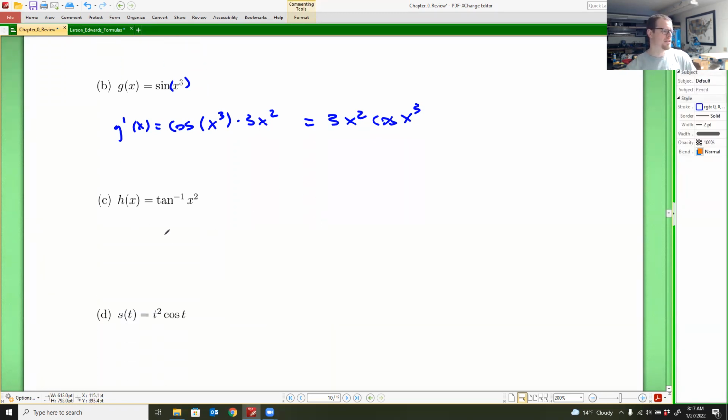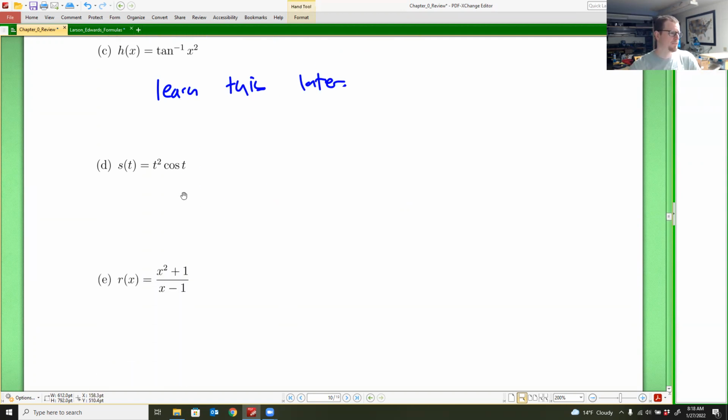All right, part C here, we will learn this later. Again, the content moves around slightly from one course to another, and chapter 6 of our text sometimes appears in Calc 1, but we are looking at it in Calc 2. So we can't do that right now.